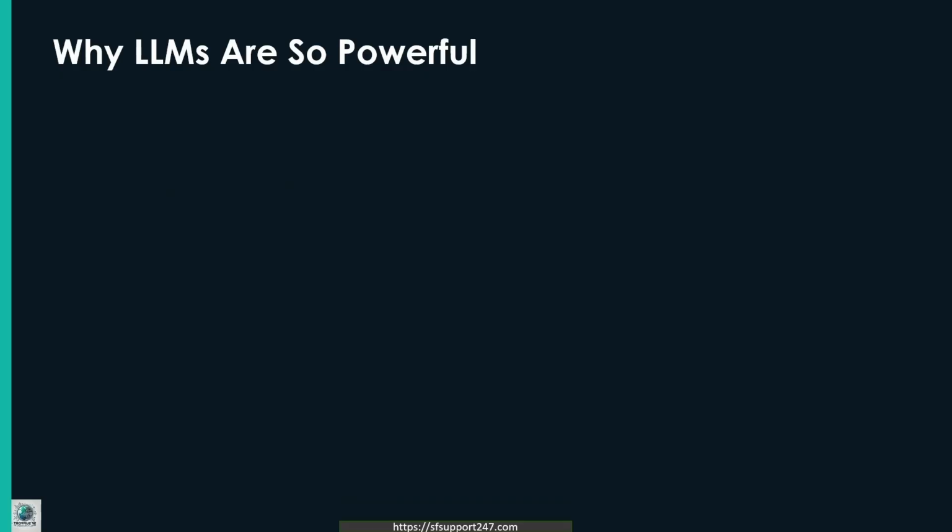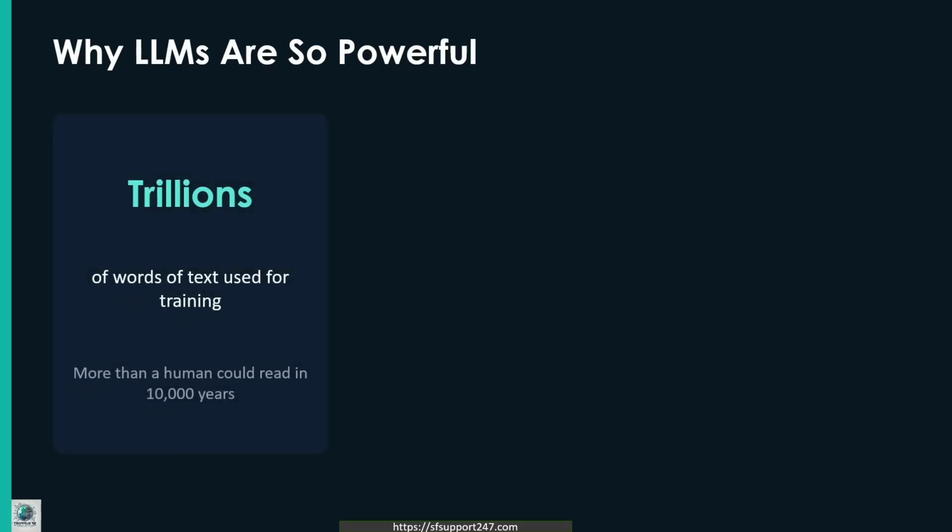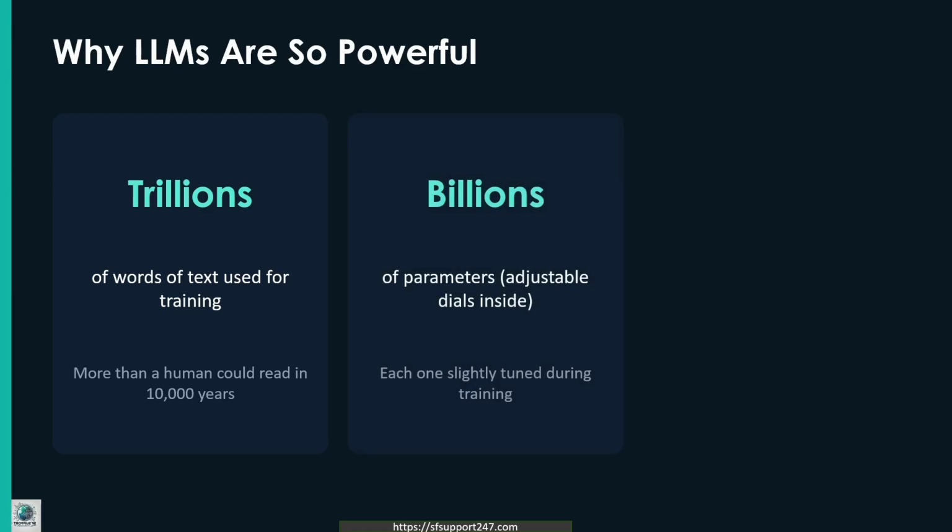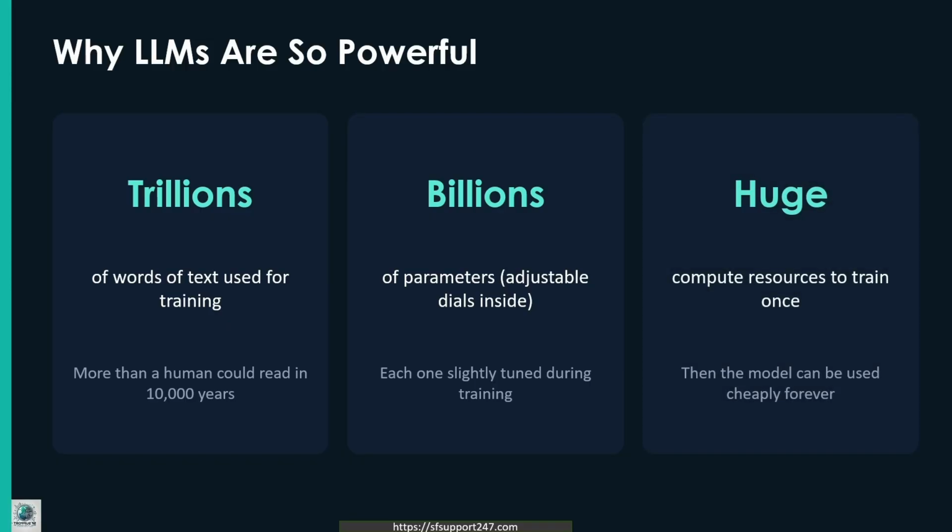Why are LLMs so powerful compared to other technologies like the Google search engine? LLMs are powerful because of the following: trillions of words of text used for training, billions of parameters, each one slightly tuned during the training, and huge compute resources to train once. Those are broadly the three reasons they are so powerful.